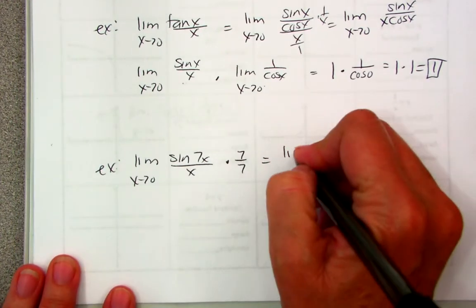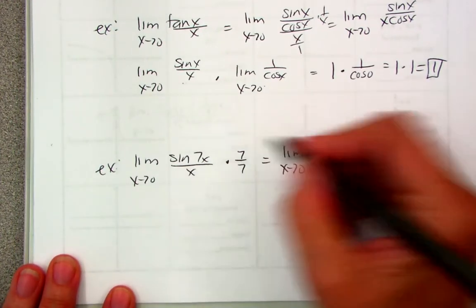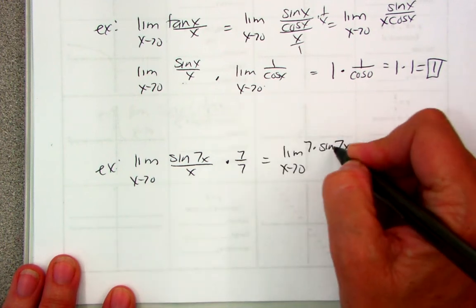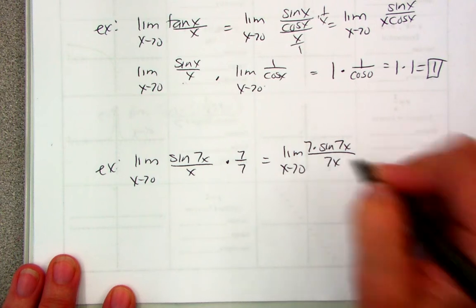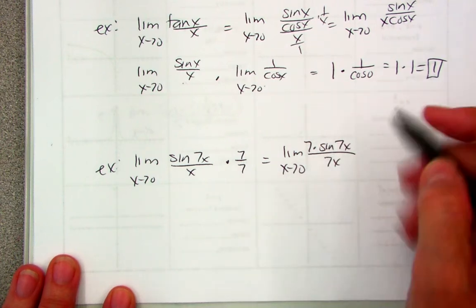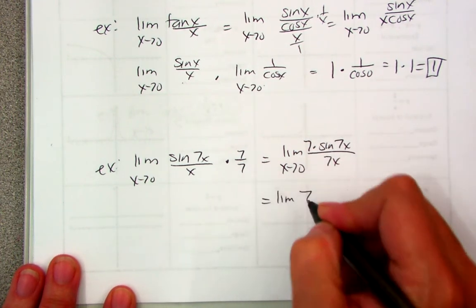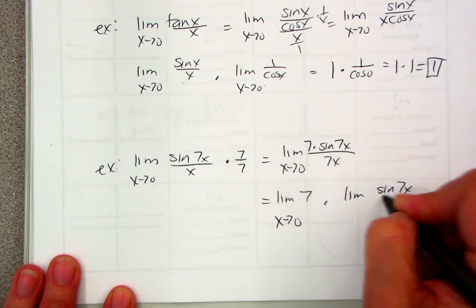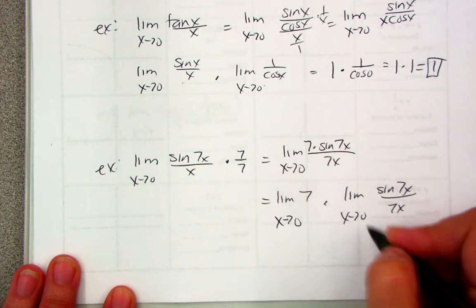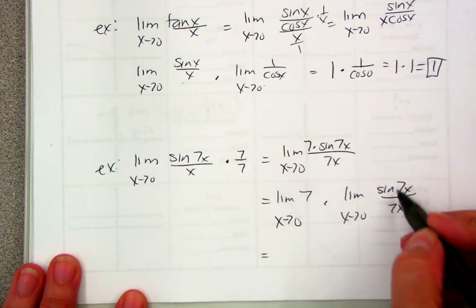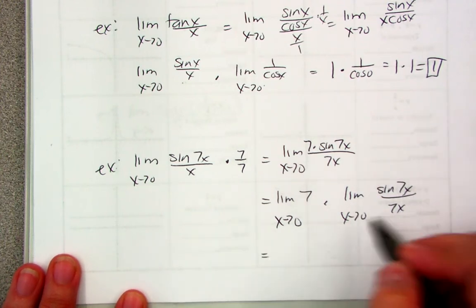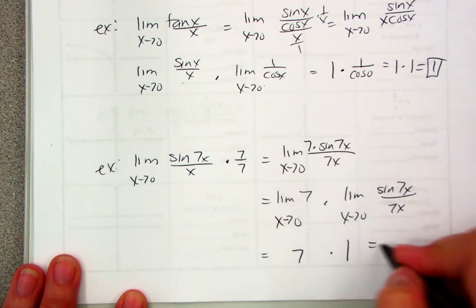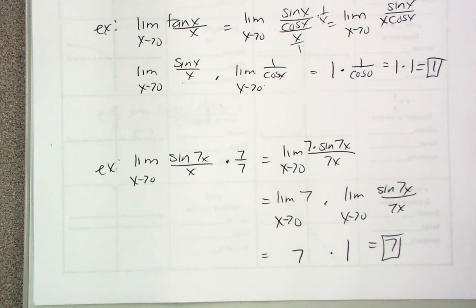So let's rewrite it. So I want sine of 7x. In fact, I'll put the 7 in front. 7 times sine of 7x over 7x. There it is. So let's break it up again. The limit of 7 as x approaches 0 times the limit of sine of 7x over 7x as x approaches 0. Here is that property. Whatever this angle is what you're dividing out. So as it's approaching 0, this is equal to 1. This is the constant 7. So my limit is 7.